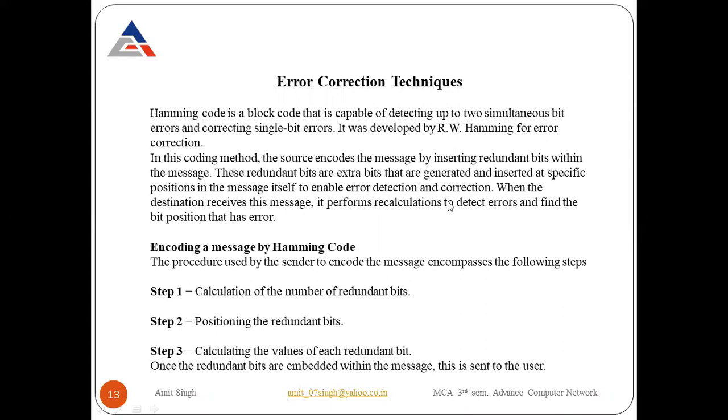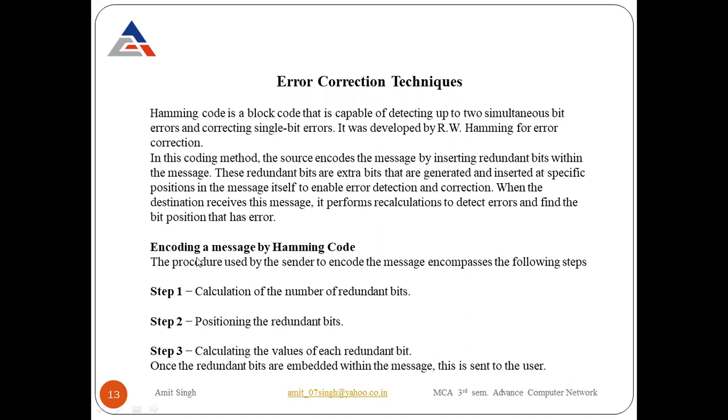When the destination receives the message, it performs recalculation to detect errors and find the bit position that has errors. So how is the work done in the Hamming code? We simply add some redundant bits, meaning we add some extra bits with our data and send it towards the receiver side. Whenever the receiver receives the data, they calculate the redundant bits and check the positions of the remaining bits to see whether there is some error or not.